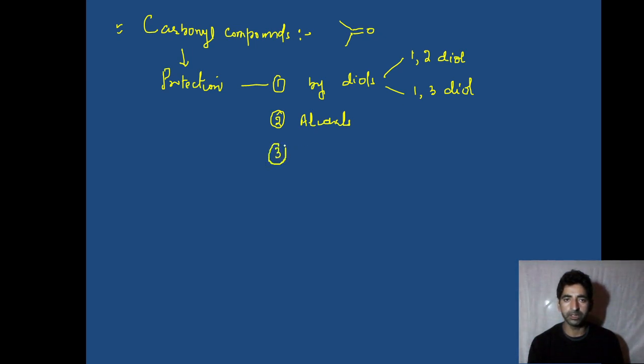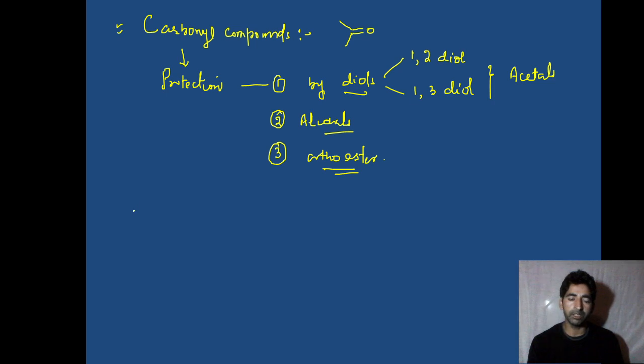Esters are formed by diols, or they may be formed by alcohols. Number third is by making use of orthoester. So these three reagents will bring about the formation of esters. So how are the esters formed from carbonyl compounds? By making use of diols, by making use of alcohols, by making use of orthoesters. Now let us see how esters are formed by diols and how this carbonyl group is protected.